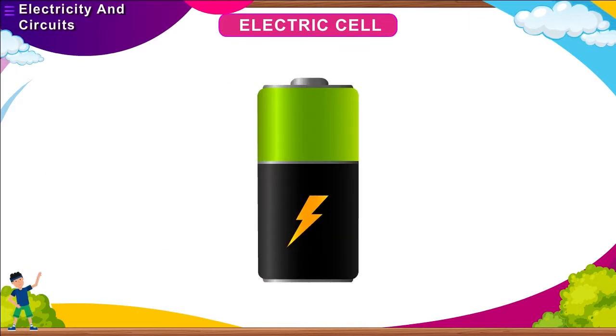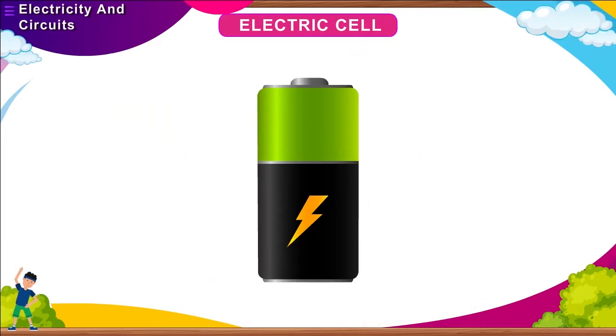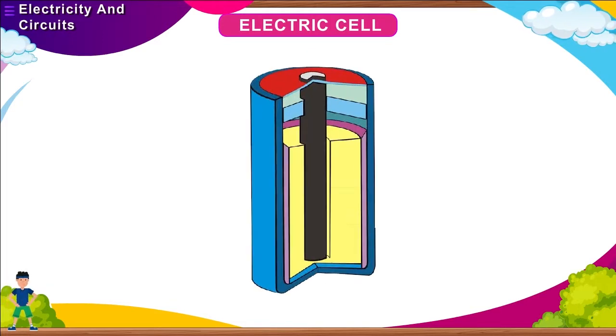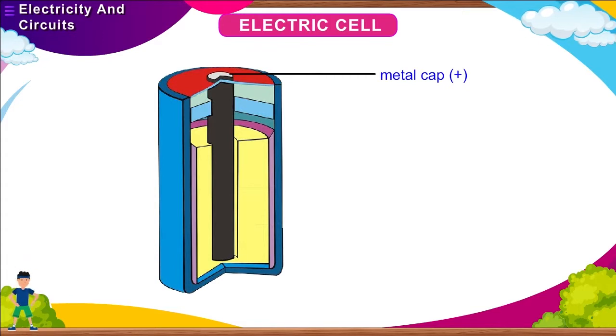Electric cell. Electric cell is a device which produces electric current because of chemical reaction. When the chemicals in the electric cell are used up, the electric cell stops producing electricity. The electric cell then has to be replaced with a new one. A cell has two terminals, a positive terminal and a negative terminal.